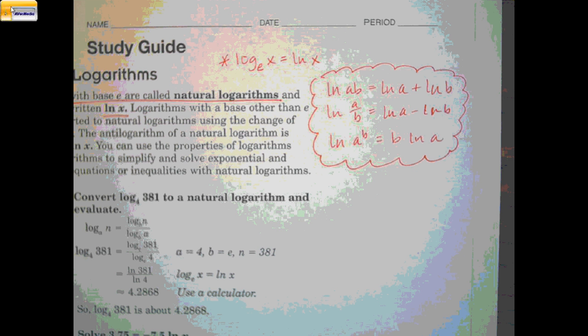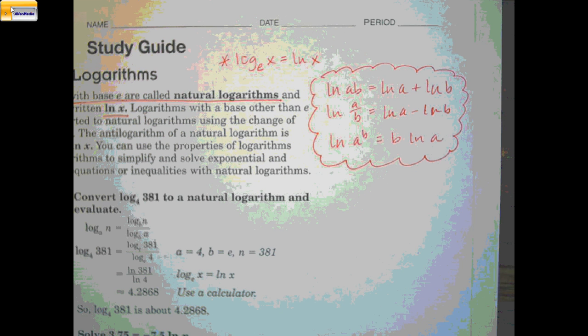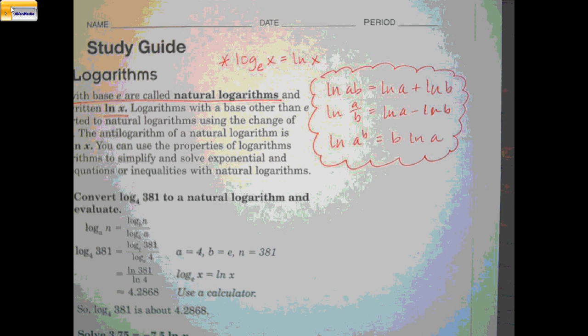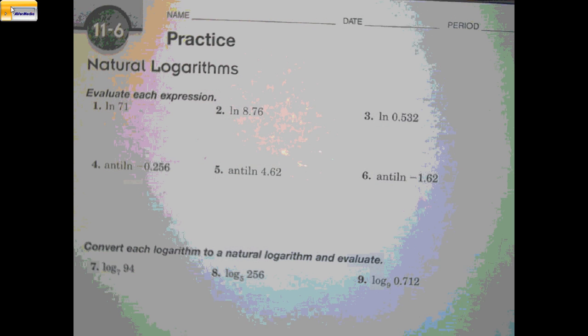I like this little study guide because it's got 3 examples pre-done for you, so if you get stuck on your homework, you can always check those out as well. Has everybody written all that down? Almost? Okay. On the other side, we've got some examples to look at.